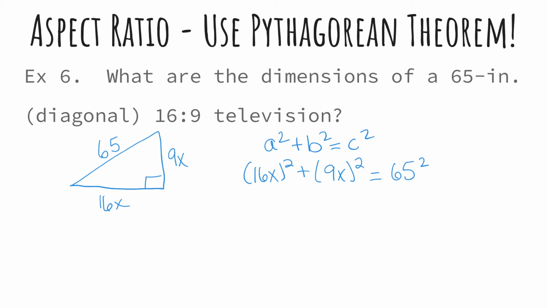Well, (16x) squared is 256x squared. (9x) squared is 81x squared. And make sure you're squaring those numbers. That's a common mistake that I see, when they don't square those numbers. 65 squared is 4,225. 256x squared plus 81x squared is 337x squared.